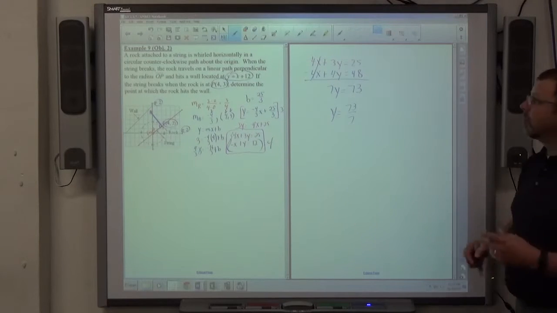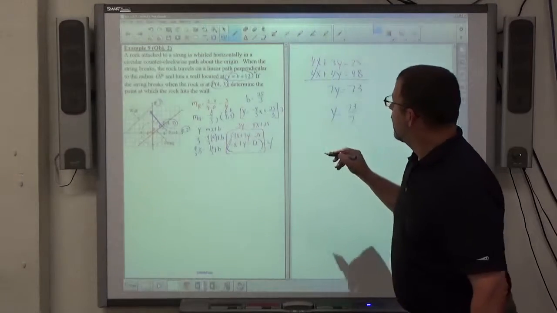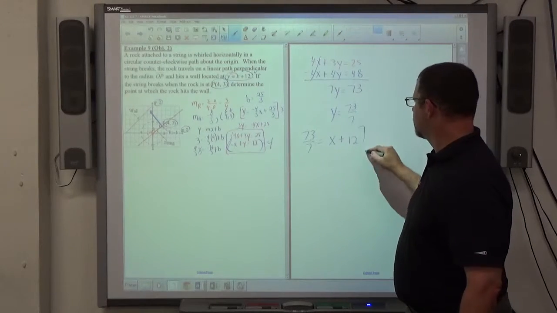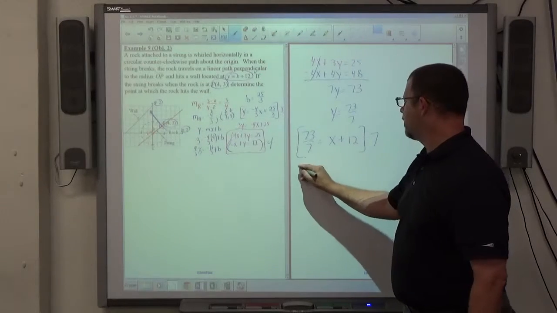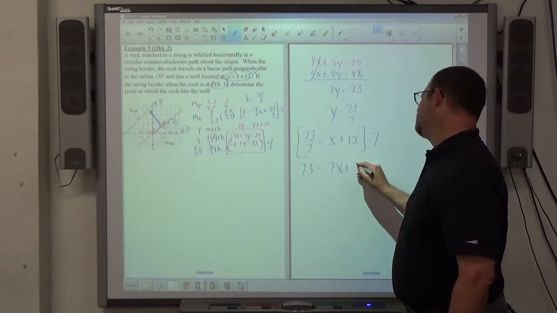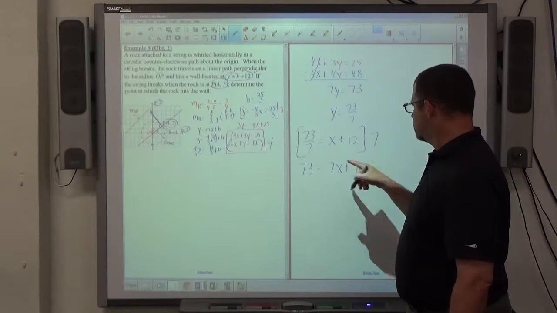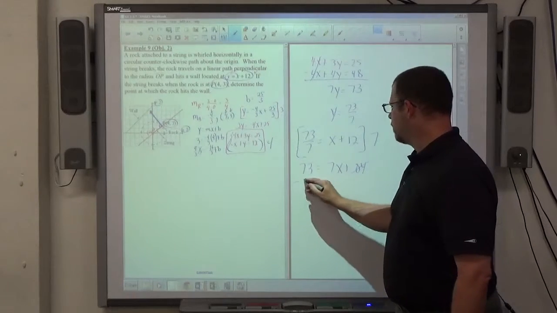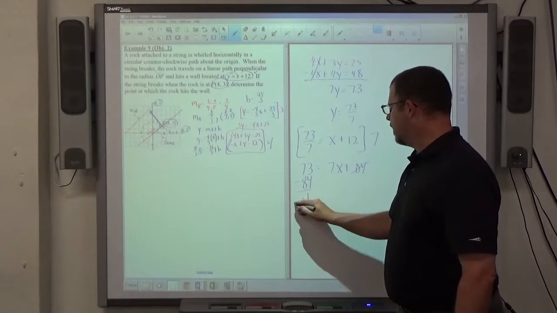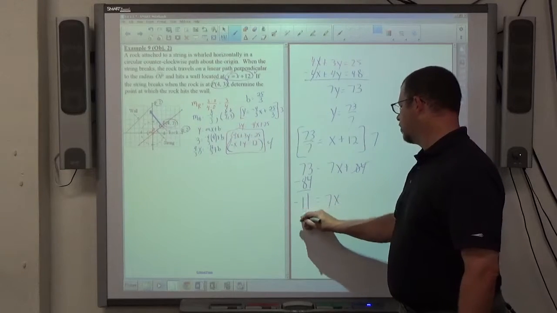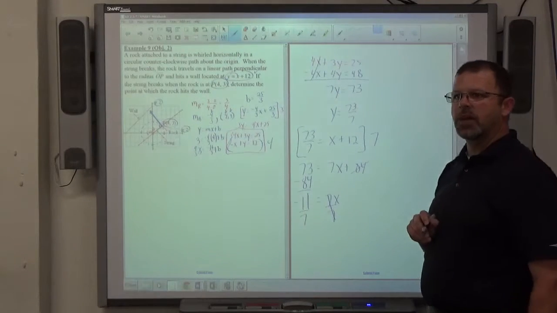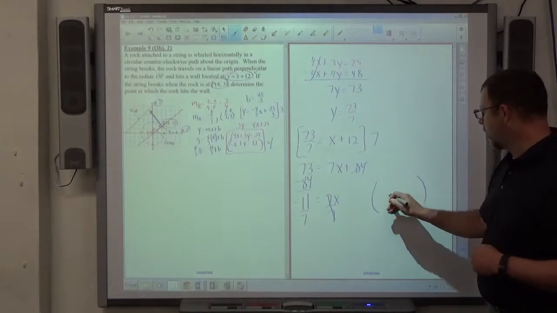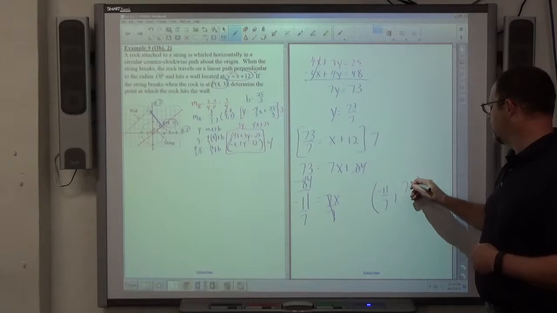If I want to figure out what x equals, I'd probably go back here. Y, which is 73 sevenths, is equal to x plus 12. Multiply the entire thing times 7 to get rid of the fraction. 73 equals 7x plus 84. That fraction goes away. Both of these numbers become 7 times bigger. Move the 84 over. Subtract because the signs are different. Negative because 84 is bigger. Divide both sides by 7. Negative 11 sevenths is x. So the point of intersection, the point at which the rock hits the wall, is going to be negative 11 sevenths, comma 73 sevenths.